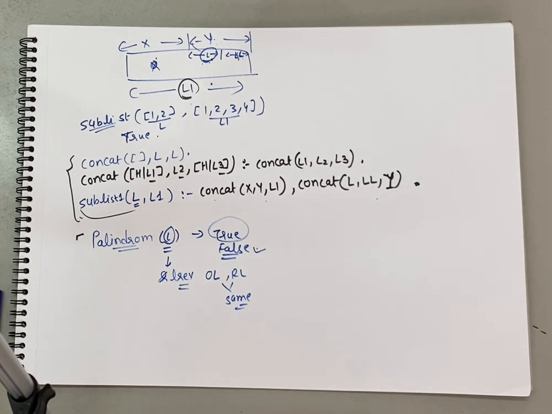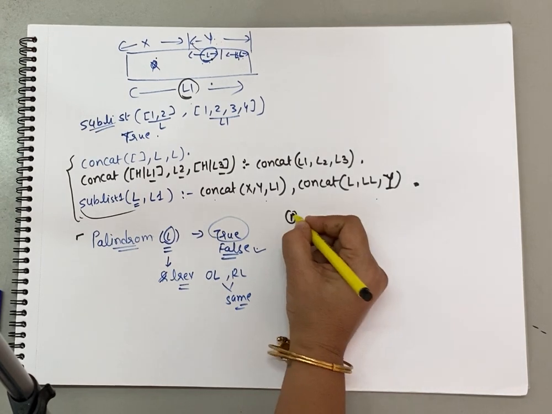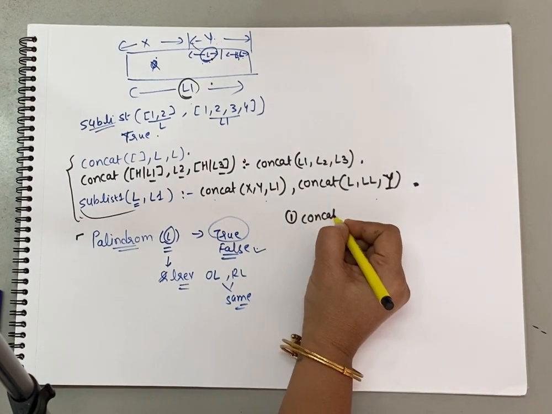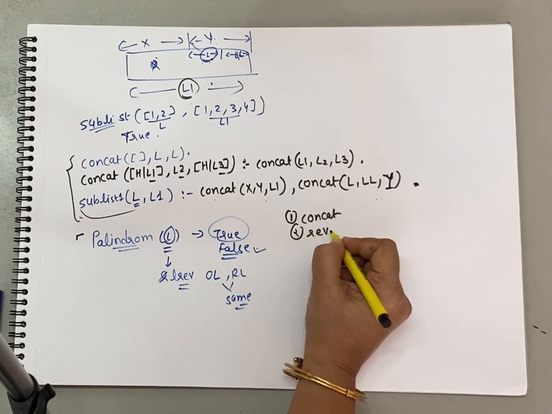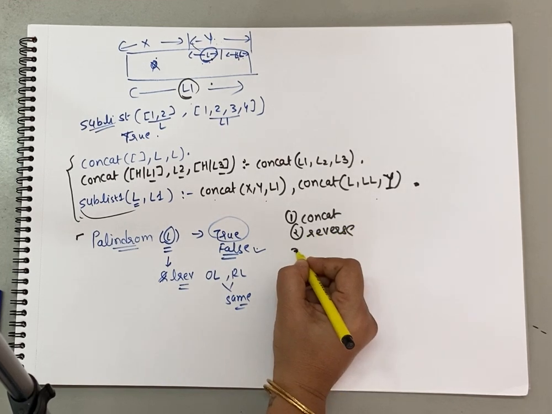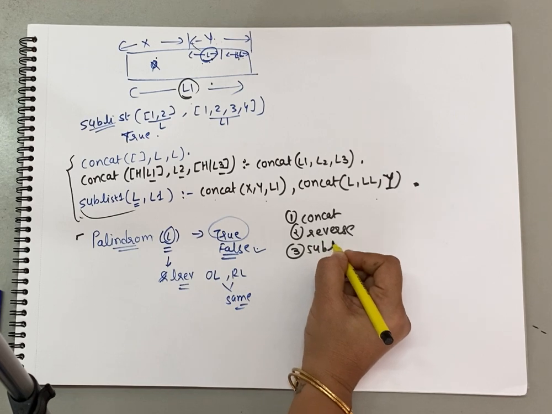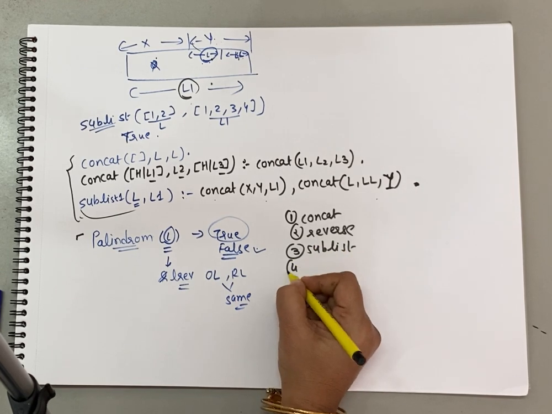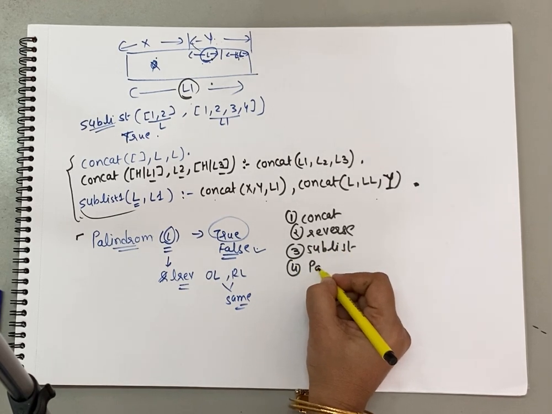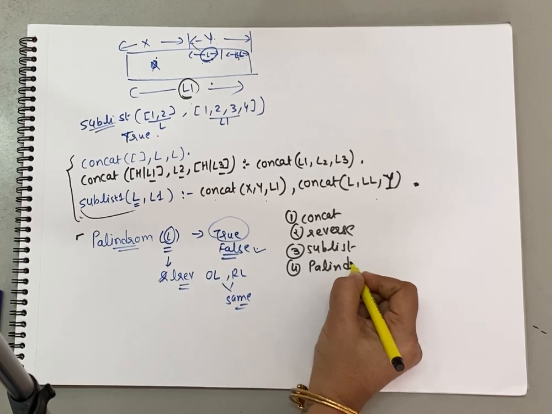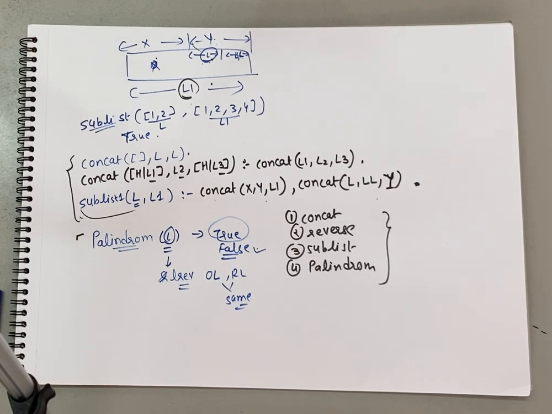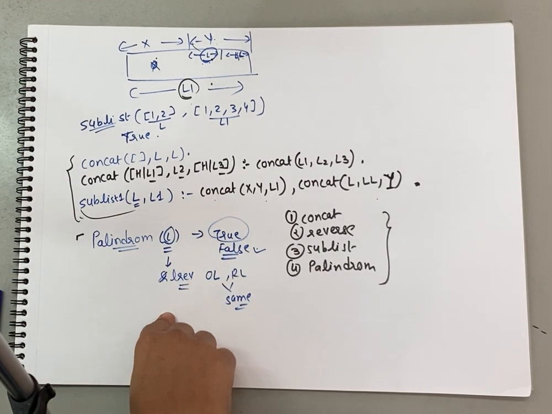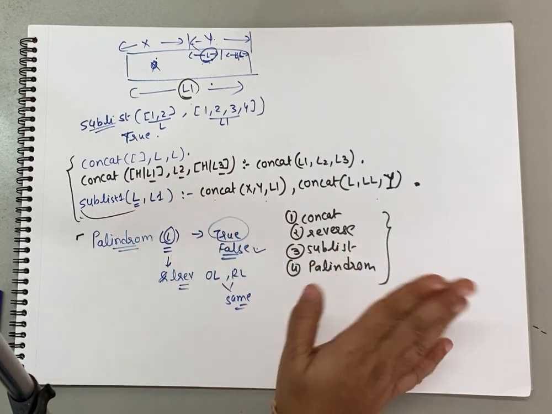Which functions do you have to implement today? First of all, you have to implement concat. After concat, you have to do reverse. After reverse, you have to do sublist. And after sublist, what you have to do on your own, for which I have not given the code, is palindrome. So these are the 4 functions which you have to implement in today's lab, and please make sure that, like we did in all the explanations, you dry run them first, understand the code line by line, and then only write.